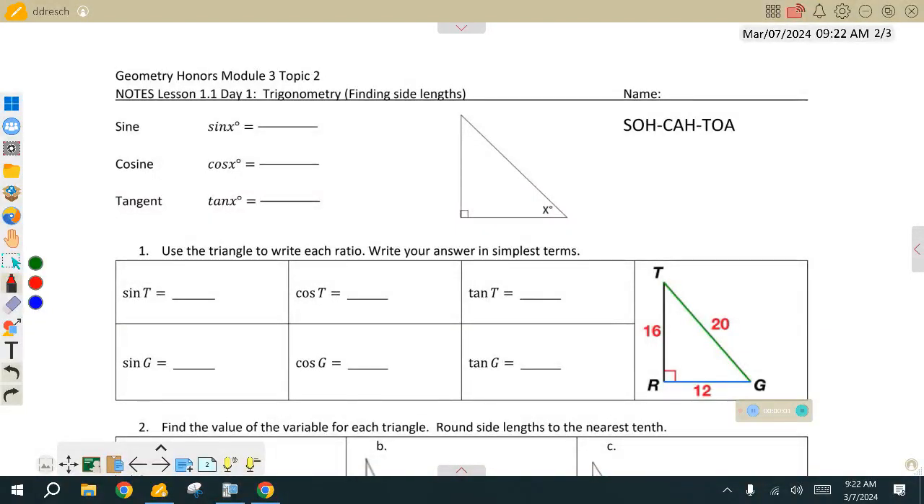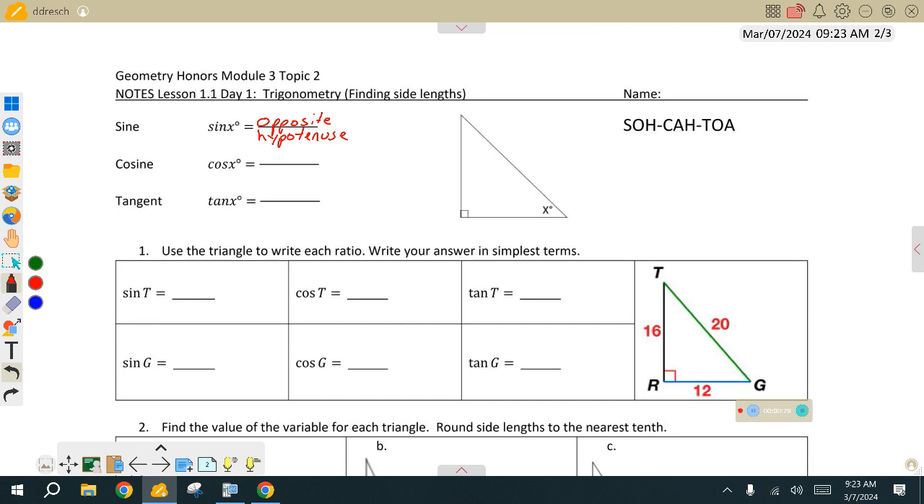Opposite. It is the opposite side over the hypotenuse. Now, when I say the opposite side, it's again all relative to where you're standing. You're always standing at an angle. You're never standing at a side. You're standing at an angle. That angle that we're standing at in this instance is angle x. So angle x in our triangle is right there.